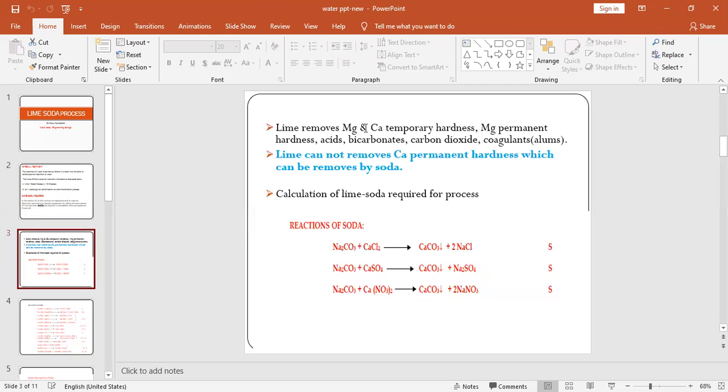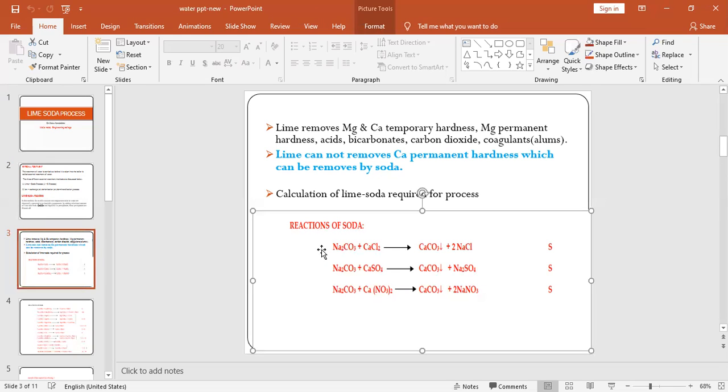Lime removes calcium and magnesium temporary hardness, magnesium permanent hardness, acids, bicarbonates, carbon dioxide, and coagulants like alums. Lime cannot remove calcium permanent hardness, which can be removed by soda. Next is the calculation of lime and soda required for the process. For this, we have to understand the functions of soda and of lime.